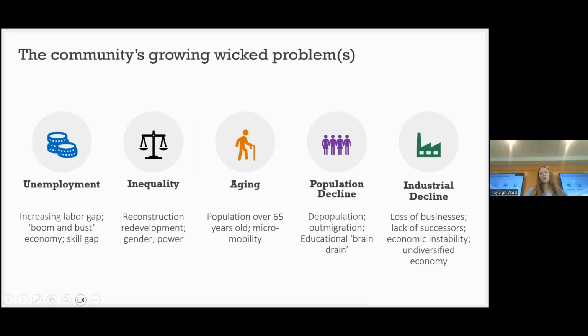I already mentioned population decline, and then we have industrial decline, which is kind of a tricky thing. So you have loss of businesses from the disaster, and you have loss of successors through people perishing in the tsunami, but you also have people leaving. So everything becomes very unstable in the economy. And worse is that the economy becomes very undiversified.